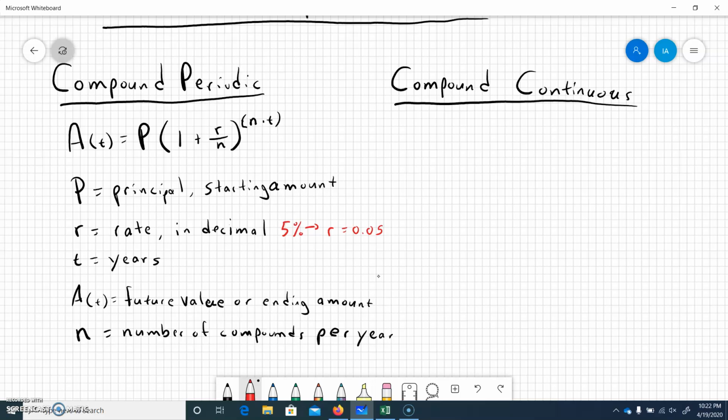So let's give a little scenario here. If we were earning interest monthly, N would be 12. If we were earning interest weekly, N would be 52. So however many times something shows up. So quarterly would be something like 4. Let's go ahead and write that out.